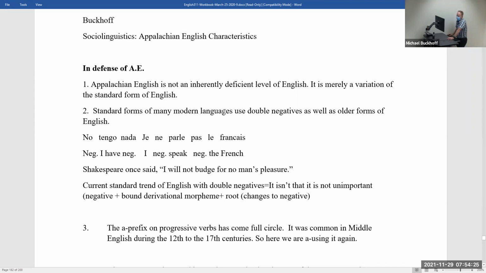Standard forms of many modern languages use double negatives, as well as older forms of English. So the example here would be "no tengo nada," or "je ne parle pas le français." In both of these languages, standard Spanish and standard French, double negatives are actually considered acceptable. Shakespeare once said, "I will not budge for no man's pleasure." So even if you look at earlier forms of English, double negatives were more common than they are now, at least in standard English. The current standard trend of English with double negatives is, it isn't that it is not unimportant. So what we do now is we have a negative and then we have the derivational affix, the un, right? So we put the double negative here to make it, in this case, positive.